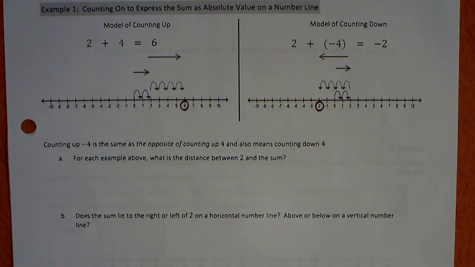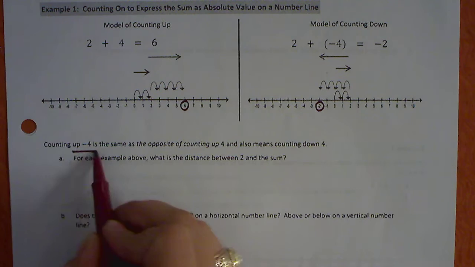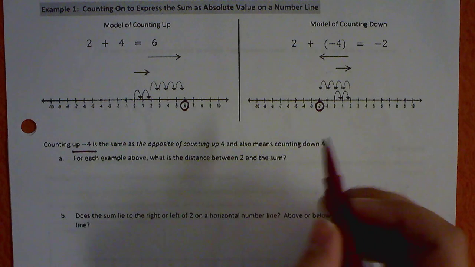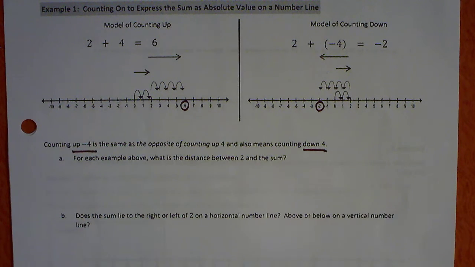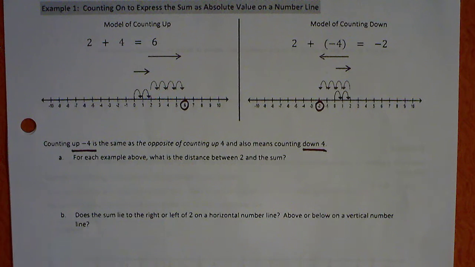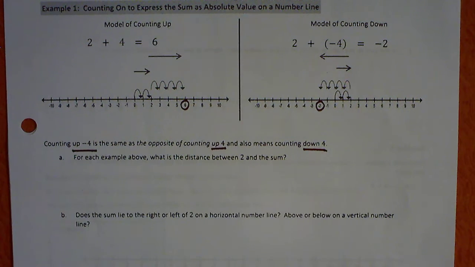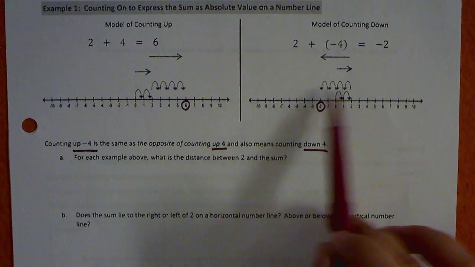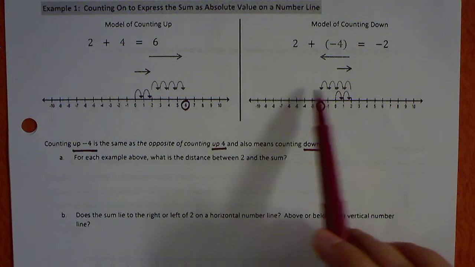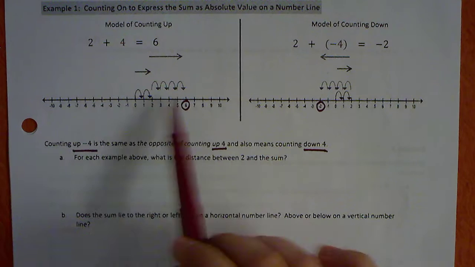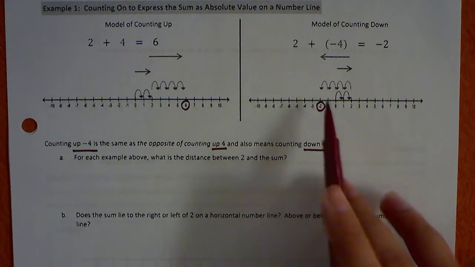Counting up, negative 4 is the same as the opposite of counting up 4 and also means counting down 4. So I either count up negative 4 or down 4. Those are the same thing, and they're the opposite of counting up 4. So you see, up 4 is the opposite of down 4. Up negative 4 is the opposite of up 4. Okay, it also means counting down 4.